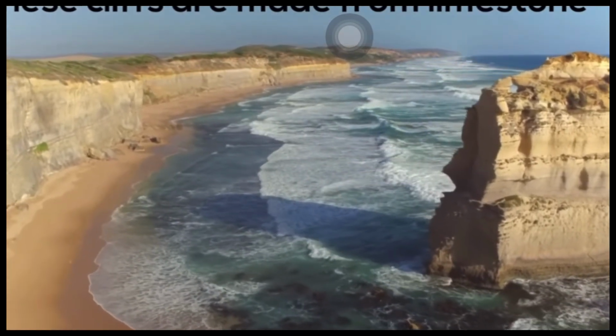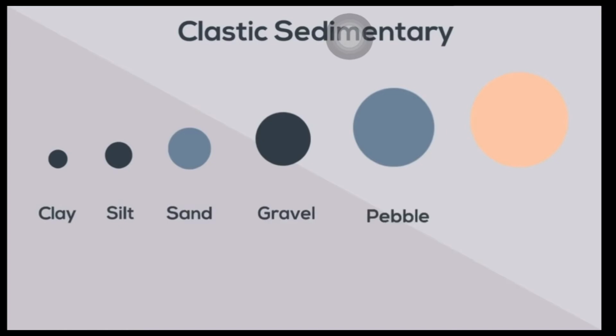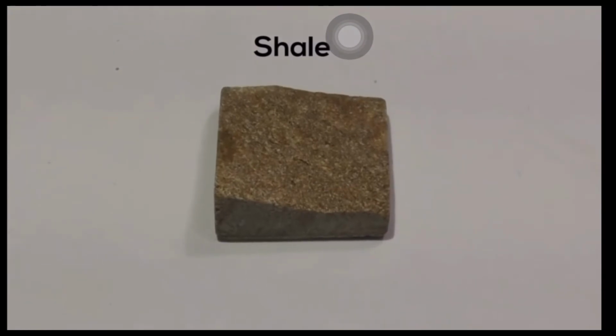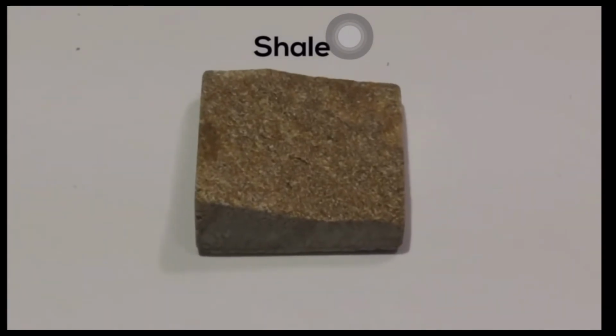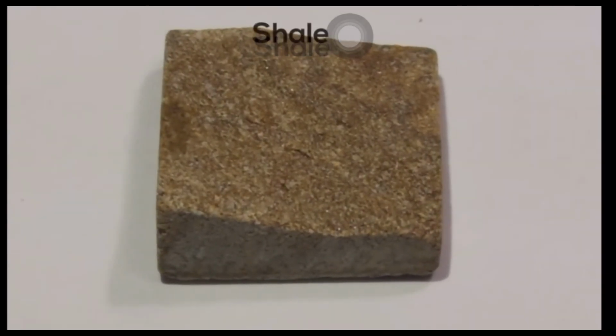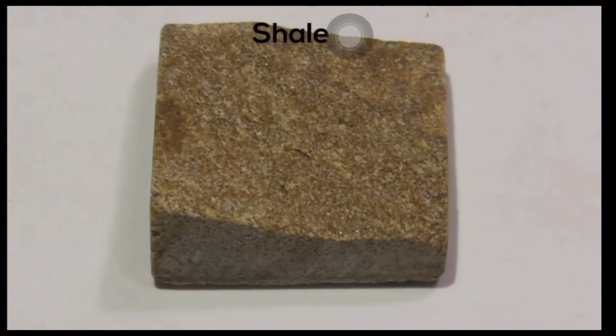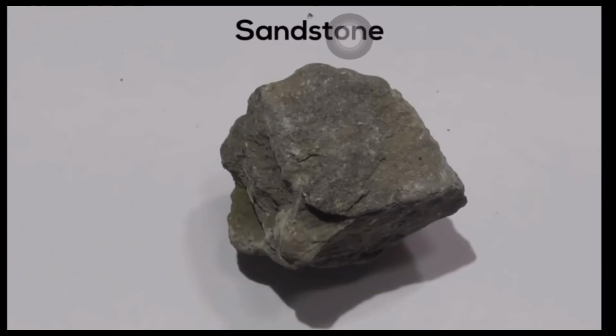Clastic sedimentary rocks are subdivided according to the dominant particle size. These particle sizes are ranked from smallest to largest. Clay is the smallest, then silt, sand, gravel, pebble, and boulder. Up first, shale. Shale is a fine-grained, clastic sedimentary rock composed of mud. This mud is a mix of flakes of clay minerals and silt-sized particles of other minerals, especially quartz and calcite. Shale is very fine-grained.